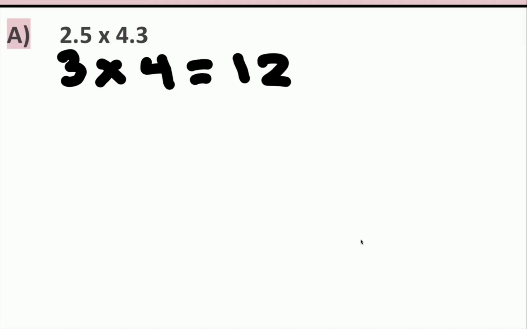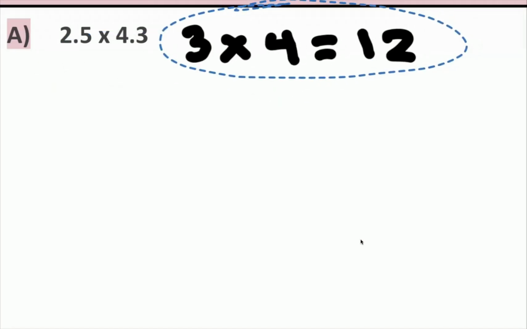Our first step is to estimate. So we can round 2 and 5/10 to 3 and 4.3 to 4. And 3 times 4 is 12. So that's our estimated answer. You can just put that to the side.